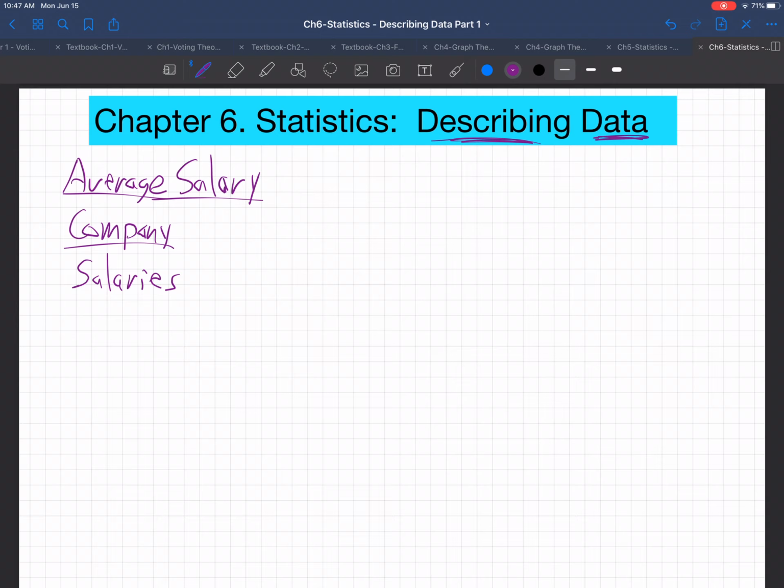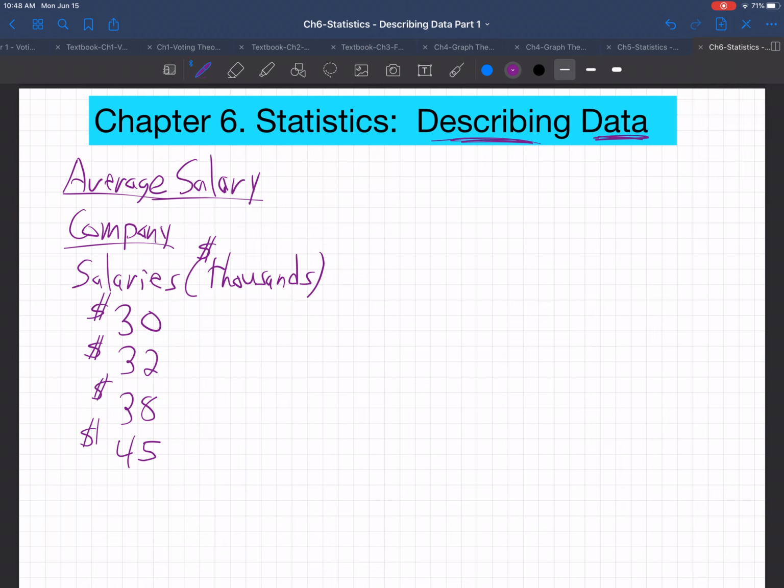Let's suppose here's the salaries of the company, and these are in thousands of dollars per year. So the newest employee makes $30,000 a year. The next one makes $32,000 a year. The next one after that makes $38,000 a year. Then $45,000 a year. And then down here, this is the CEO, the Chief Executive Officer, the president of the company. And this person makes $200,000 a year. The other four, it's a small company. It's only got 5 employees.